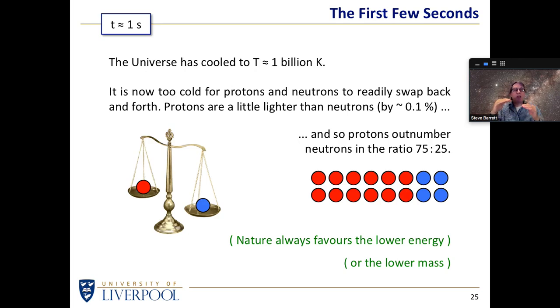So they're only slightly different, which is why you don't get all of the universe made of protons and none of them made of neutrons. We do make some neutrons because the masses are similar. They're 1 part in 1,000 different.